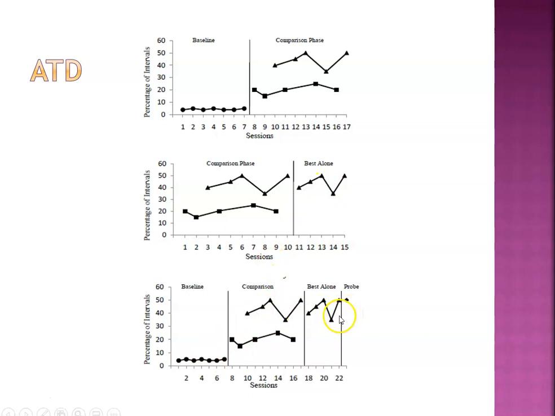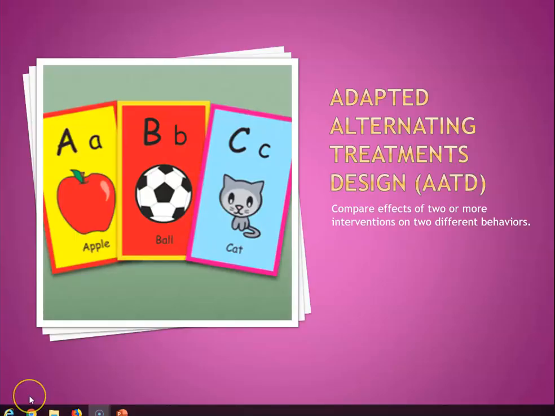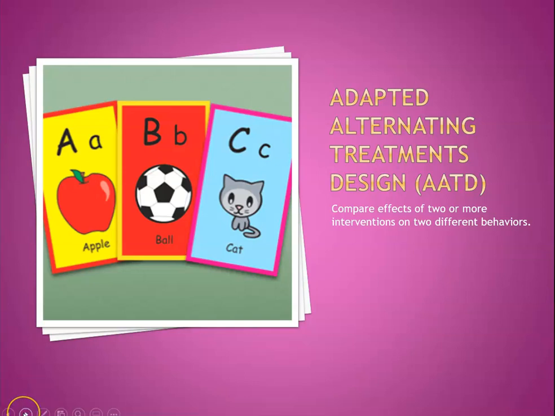Having both would be ideal. The advantages to an alternating treatments design are that it does not require treatment withdrawal. It minimizes those sequence effects. It can be used with unstable data, and the intervention can begin immediately. So these are all very appealing advantages. Only problem is, what if you cannot use 2 different interventions on the same behavior because they are not reversible behaviors? In that case, we do an adapted alternating treatments design.